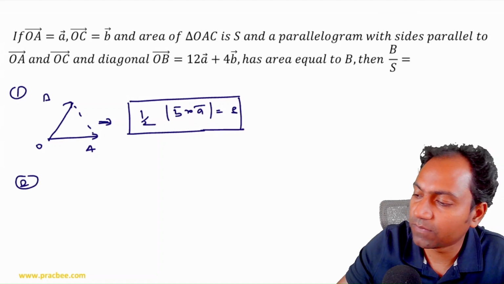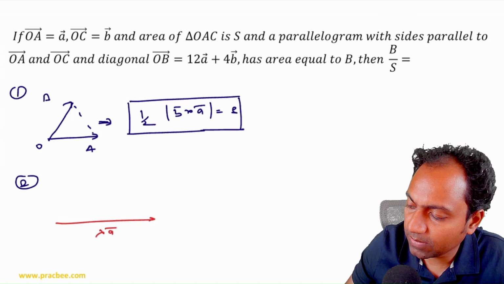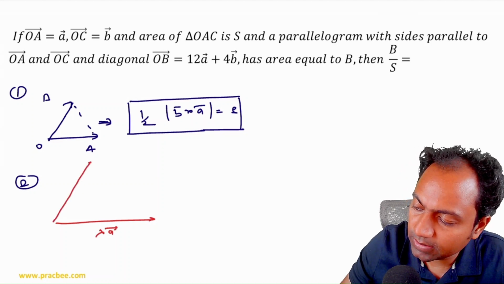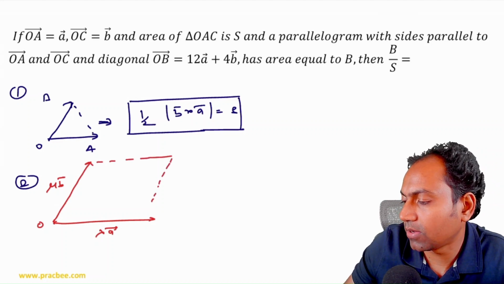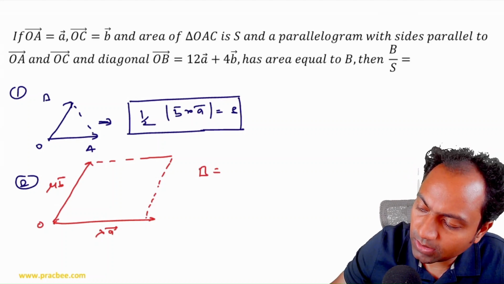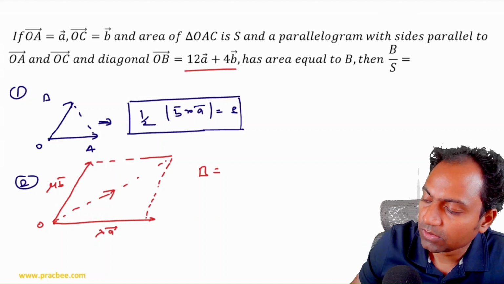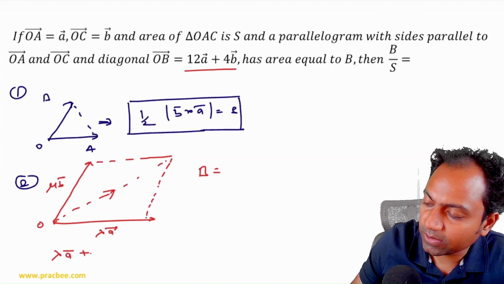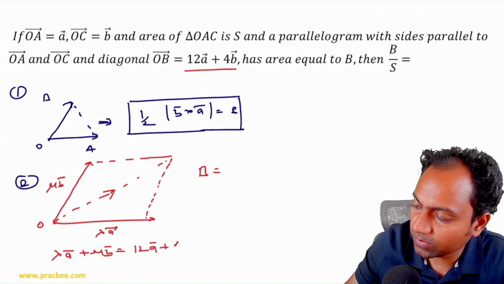If I draw a parallelogram which has sides parallel to OA, so you can see that if this is A vector, this will become lambda A vector. And sides parallel to nothing but OB, so you can see that this will become nothing but mu B vector. And if I draw such a parallelogram, the area of this parallelogram, they have given as nothing but B. And they have also given that the diagonal, which will be nothing but the resultant of this, is equal to this. So the resultant of lambda A vector plus mu B vector is given to us as 12A vector plus 4B vector.